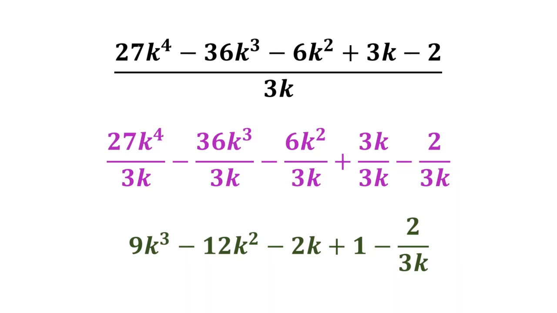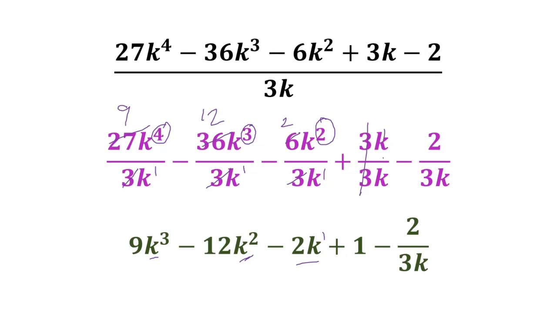3 goes into 27 here 9 times, and that's why you're seeing a 9. K to the 4 and 1. 4 minus 1, that will give you k cubed. 3 goes into 36 12 times. And then k to the 3, and you have 1, and that's how you get k squared on the top. 3 goes into 6 twice. K to the power 2 and 1, that should be k to the 1 or simply k, negative 2k.